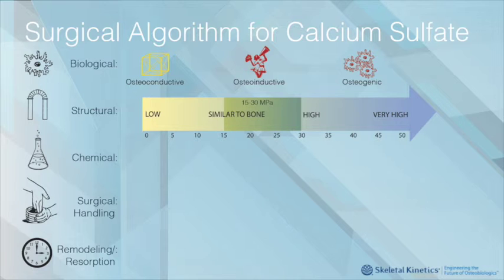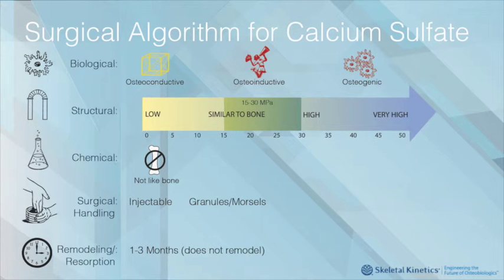Structurally, they offer strength similar to bone, temporarily around 15 to 30 megapascals. Again, this will decline very rapidly, starting within days. Chemically, they have no crystalline structure and are not like bone. The handling qualities include injectable formats and granules and morsels. In this case, this product resorbs only. Resorbs fast, in 1 to 3 months.